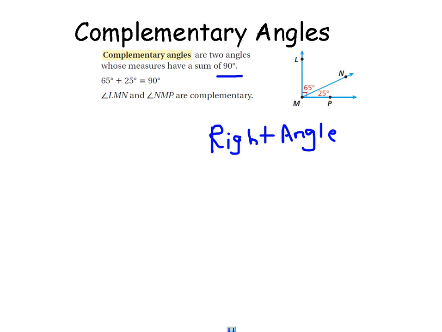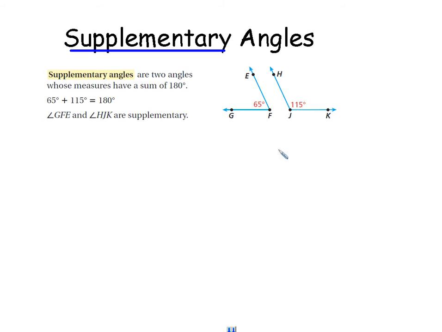The other kind of angle we're talking about are supplementary angles. These two are not sharing a ray, so they're not adjacent. Not all supplementary or complementary angles are adjacent, but they can be. They're angles whose two measures add up to a straight line, which is 180 degrees. So 65 plus 115 is 180. So if put together, they equal 180. It's kind of a lot of vocab here.